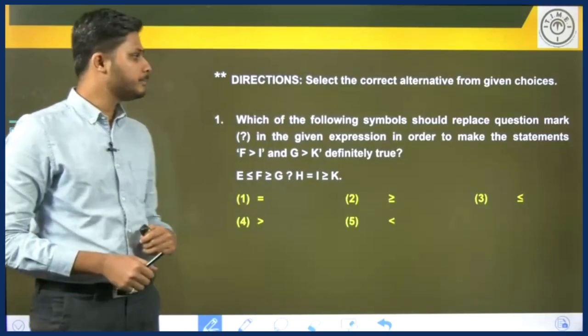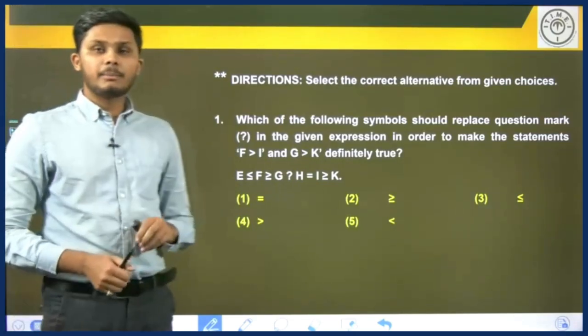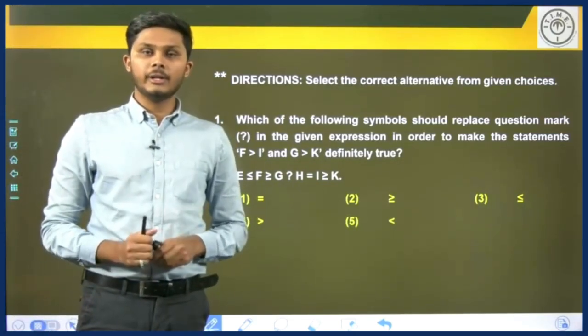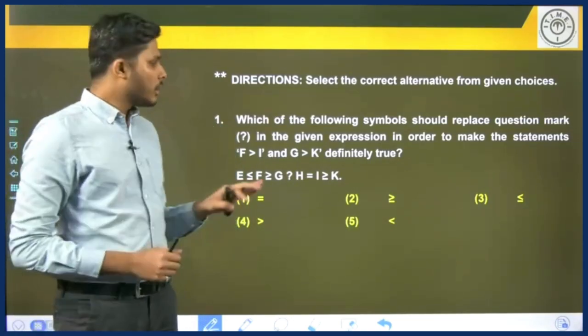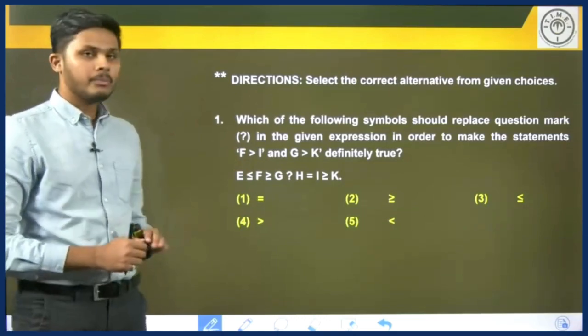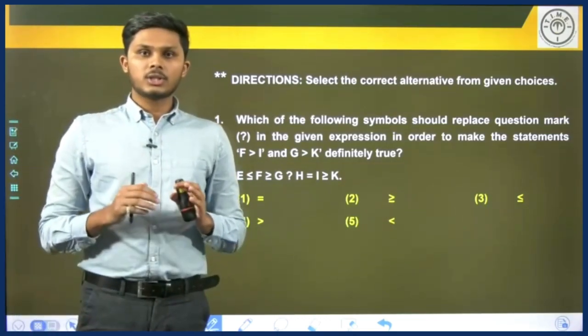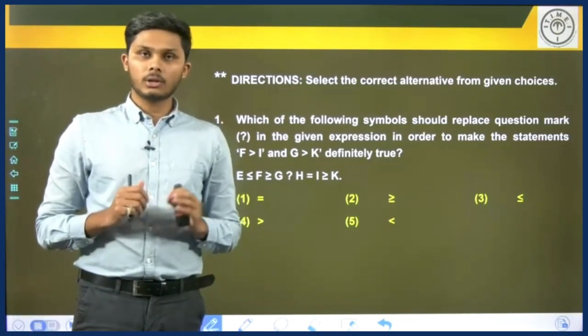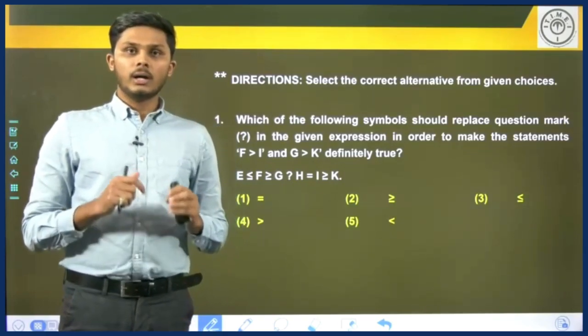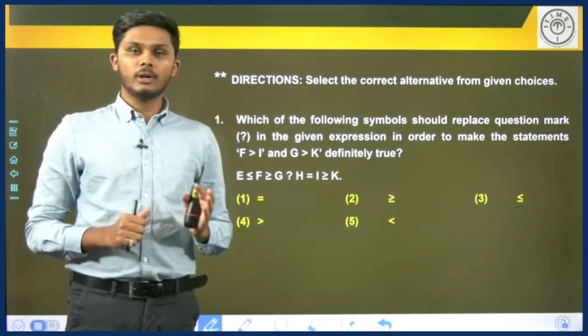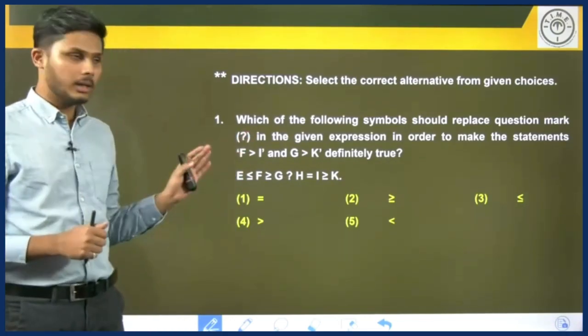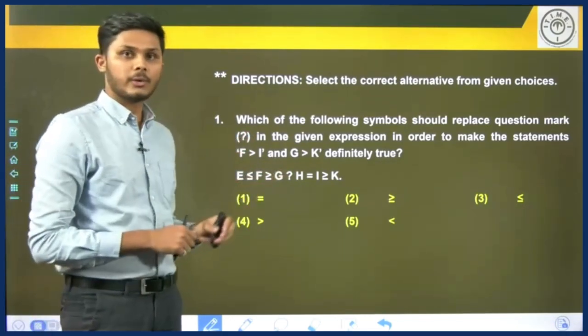Let's move on to the question. As discussed in the previous inequalities videos, we have discussed 3 shortcuts. Let's use the same shortcuts in these questions to solve. For the students who have not watched the previous shortcut video or the previous inequality videos, the link for the video will be given in the description box below. Please watch that video first and come on to this video. So let's start with the first question.